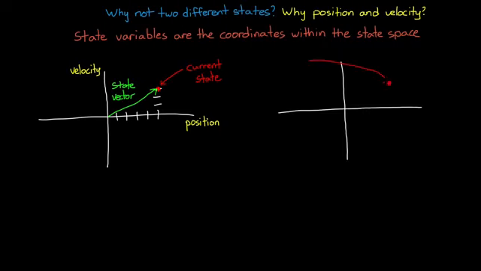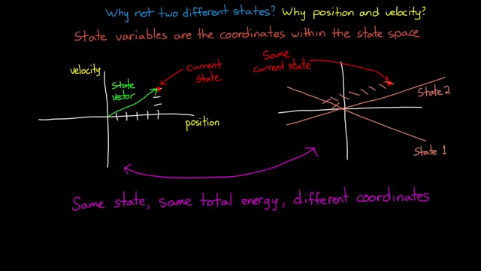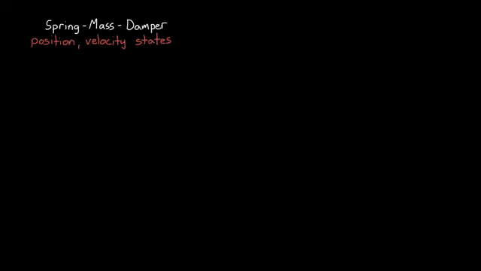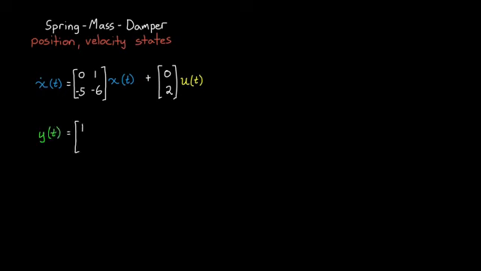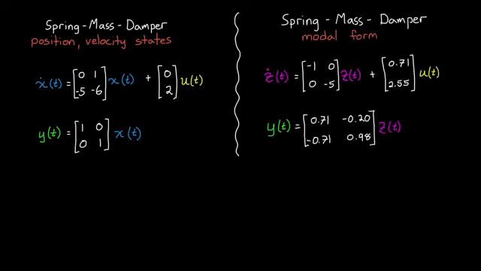But we can describe this location in the state space with any 2 linearly independent variables, some arbitrary state 1 and state 2. We're going to end up with the same system state in the end. It's the same energy, just with different coordinates. And we do this redefining of state variables all the time with state space representation. That's what we're doing, for example, when we diagonalize the A matrix to get it into so-called modal form.